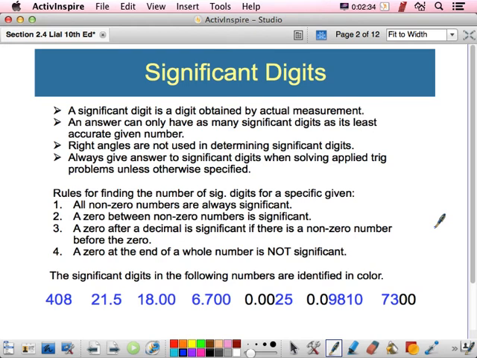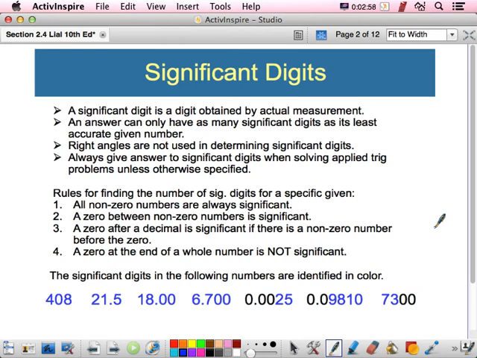Always give your answer to significant digits when solving applied trig problems unless otherwise specified. Occasionally I will say rounded to the nearest tenth just to avoid any confusion. But if you're not told, from now on, use appropriate significant digits starting now. If you're not sure, ask. Here are the rules. I'm going to make this as easy for you as I can.